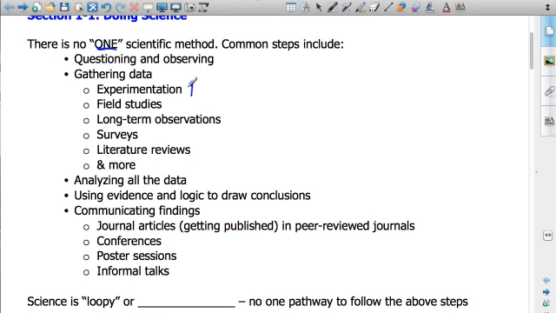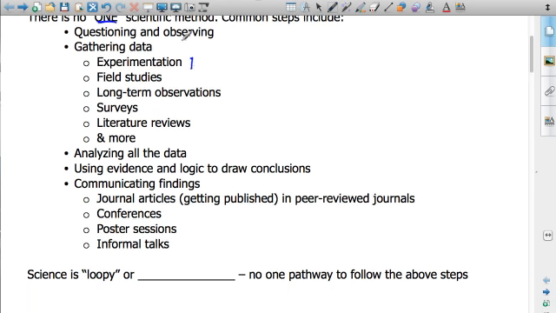In chemistry, most data gathering is done by experimentation. In other sciences, for example biology, field studies might be important. Biologists might want to examine the habitat of mallard ducks, so they go to Winton Woods to observe where the ducks like to hang out and for how long. Long-term observations become important in medical science. For example, is this new drug really effective at curing cancer or stopping a cancer tumor from growing?